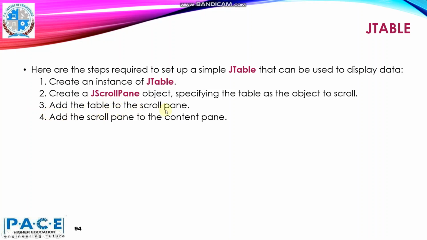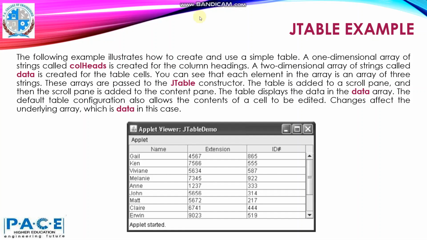So we add the table to the scroll pane. Once the table has been added to the scroll pane, after that we add the scroll pane to the content pane of our applet. So we'll see an example.